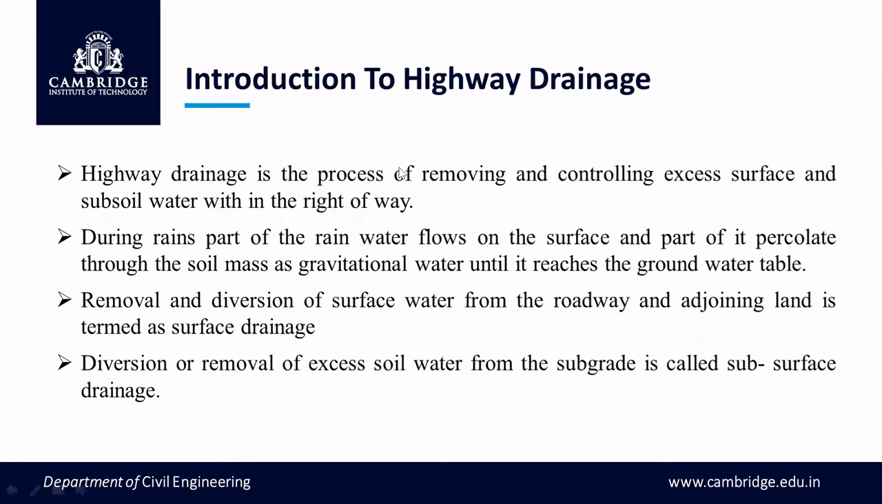Highway drainage is the process of removing and controlling excess surface and subsoil water within the right of way. During rains, part of the rainwater flows on the surface and part of it percolates through the soil mass as gravitational water until it reaches the groundwater table. Removal and diversion of surface water from the roadway and adjoining land is termed surface drainage. Diversion or removal of excess soil water from the subgrade is called subsurface drainage.